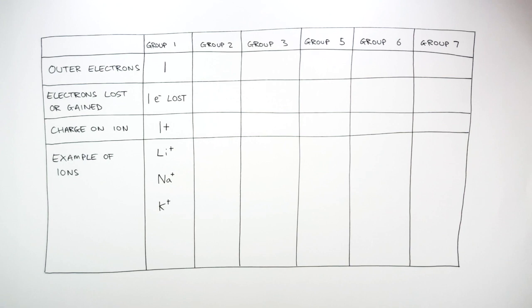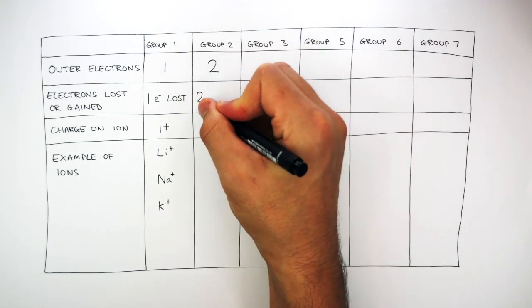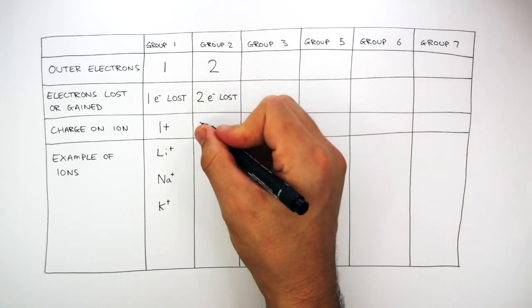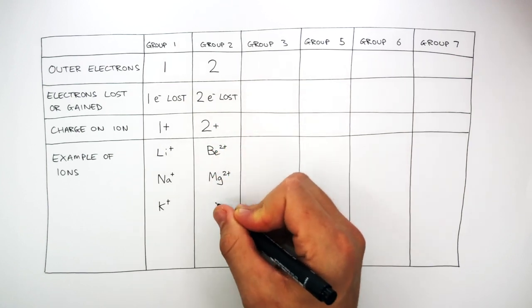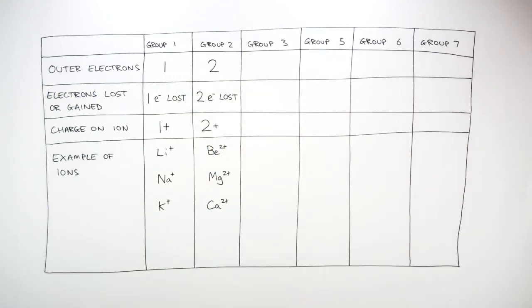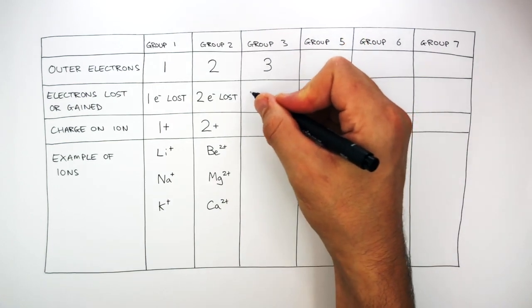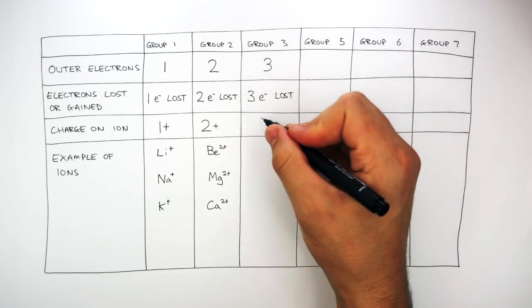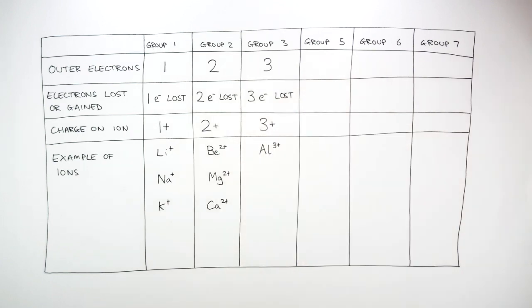Group 2 elements always have two outer electrons. This means two electrons are always lost when they become ions, so the charge on these ions is 2+, and these are examples of the first three ions formed. Elements in group 3 always have three outer electrons. This means 3 electrons are lost when they become ions, meaning the charge on the ion is 3+. And Al3+ is an example of an ion formed in group 3.